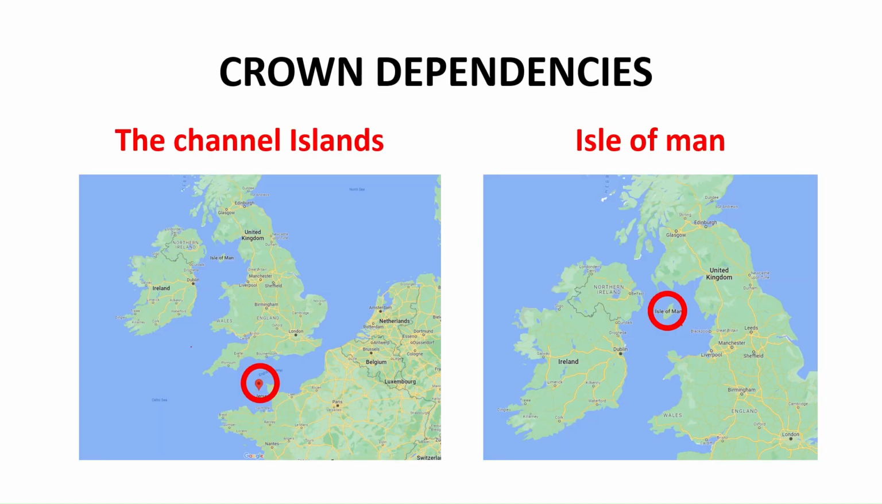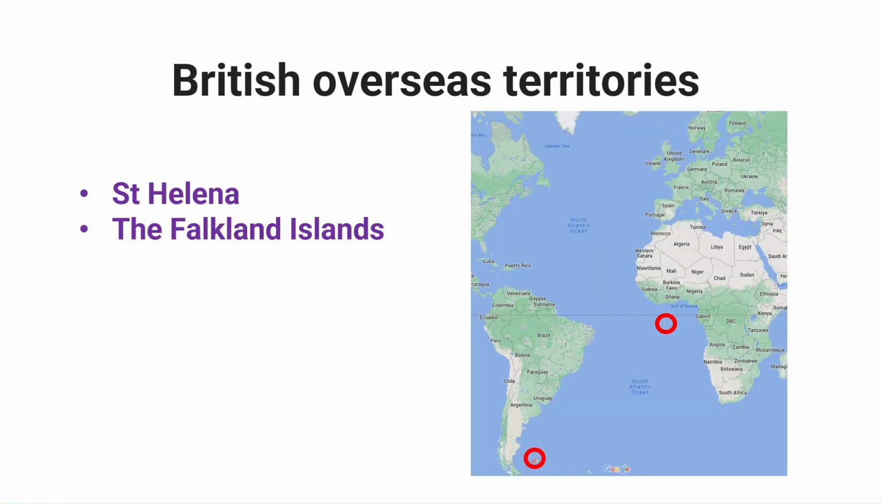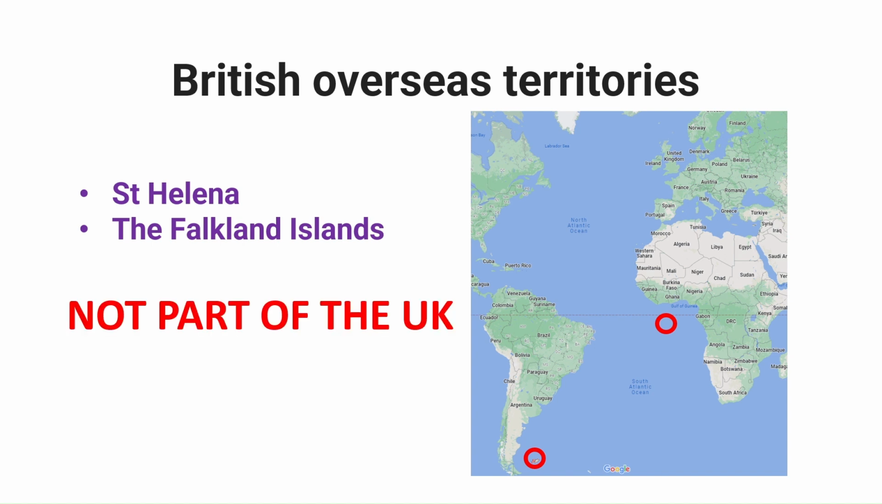There are also several islands which are closely linked with the UK but are not part of it: the Channel Islands and the Isle of Man. These have their own governments and are called crown dependencies, but are not part of the UK. There are also several British overseas territories in other parts of the world, such as St. Helena and the Falkland Islands. They are also linked to the UK, but are not part of the UK.